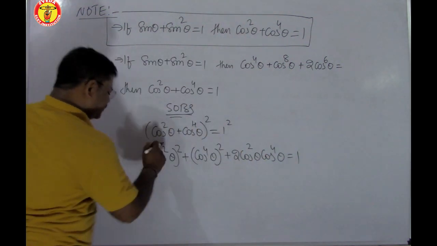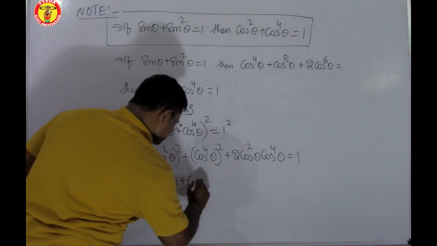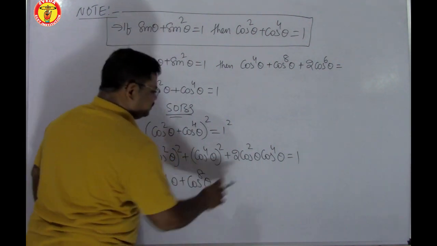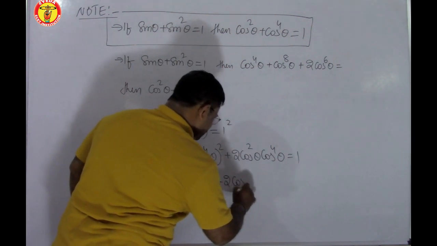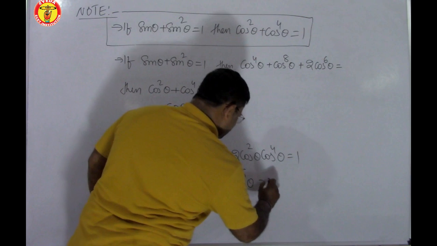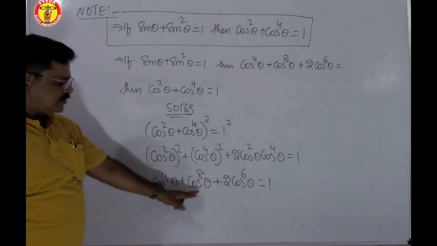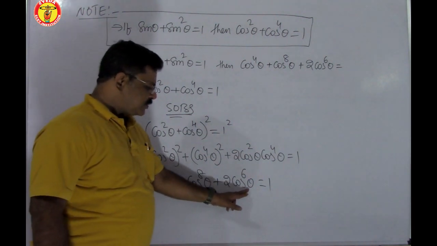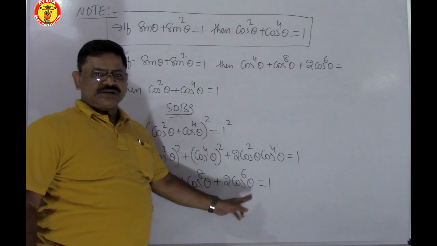Now 2 twos are 4. This is cos power 4 theta. This is cos power 4 twos are 8 theta. When bases are same and multiplying with each other, powers should get added. So 4 plus 2 is 6. Now the problem's answer, cos power 4 theta plus cos power 8 theta plus 2 cos power 6 theta is equal to what? 1. Like this, we can show the problem's answer.